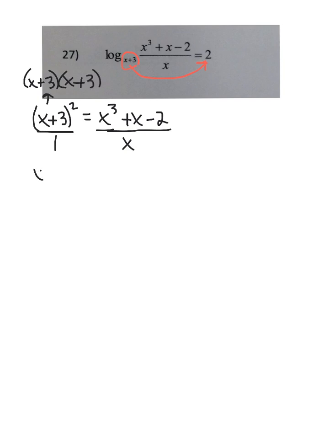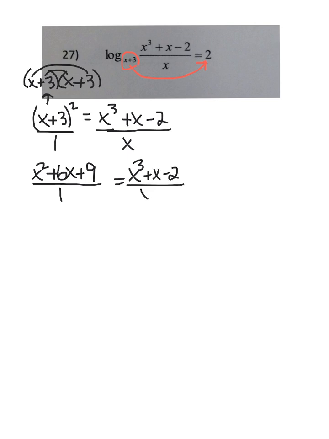So that's going to give me x squared. Now, just to show you, I'm going to have plus 3x and plus another 3x. So that's going to be plus 6x plus 9. I'm going to keep that over 1. And then we know that that's equal to the other fraction on the right side of the equal sign. And now I'm going to cross multiply.